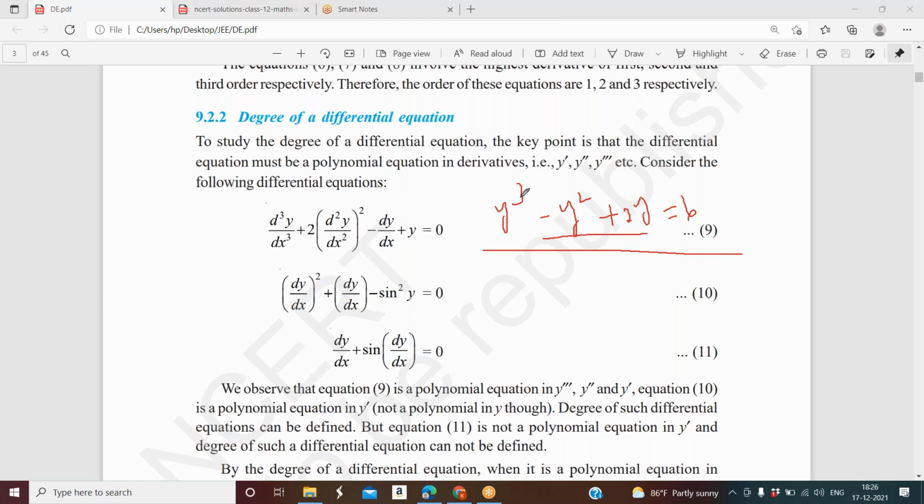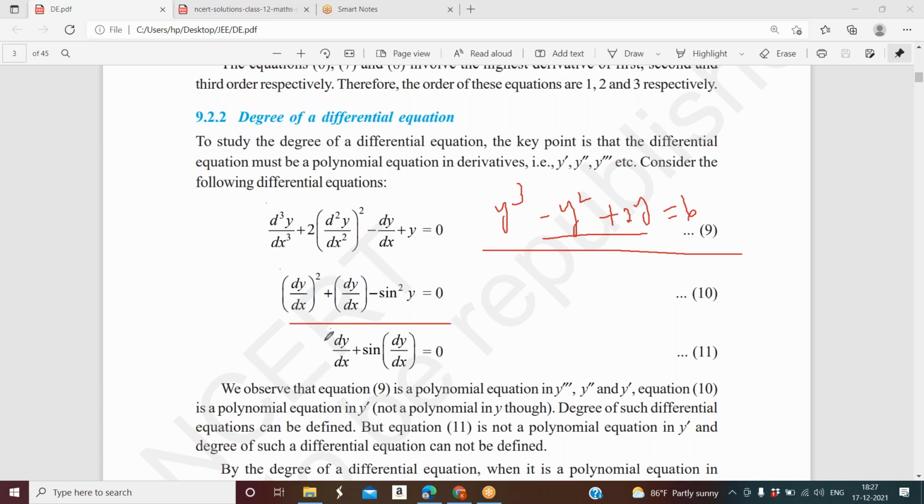Third order polynomial means you'll be having a y cube term, y square term, y term. Even if the y square term is absent, that will also be considered as a cubic polynomial. Even if the y term is missing, we will consider that as a cubic equation. Is that clear? So polynomial in y means there will be y cube, y square, y. If any of the terms is missing, then that can also be considered a polynomial equation in y.